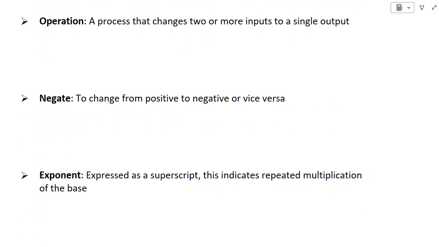An operation. It's a process that changes two or more inputs to a single output. This is basically a fancy term for adding, subtracting, multiplying, dividing, exponents, roots, that kind of thing. So again, operations, the main operations: addition, subtraction, multiplication, and division. And then of course you're going to have exponents, and you're going to have roots. Those are the basic operations. You could argue that there's more. You could argue that there's other ones, but those are the basic ones.